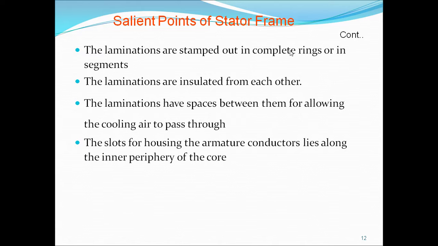So if it is not closed, then what happens? The current does not flow. Where does the current flow? The current flows through a closed path. Only when it is a closed ring does the current flow. The slots are on the inner periphery of the core.